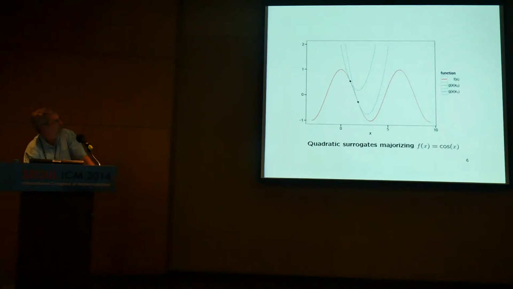Here's a diagram of majorization. This is the simplest possible context. This is just the cosine function. I've got a couple of points there, and I've got quadratics that hug the cosine function and sit above it. And you can see that on the green and the blue curves, you just move to the bottom of those curves, and that gives you your next iterate.